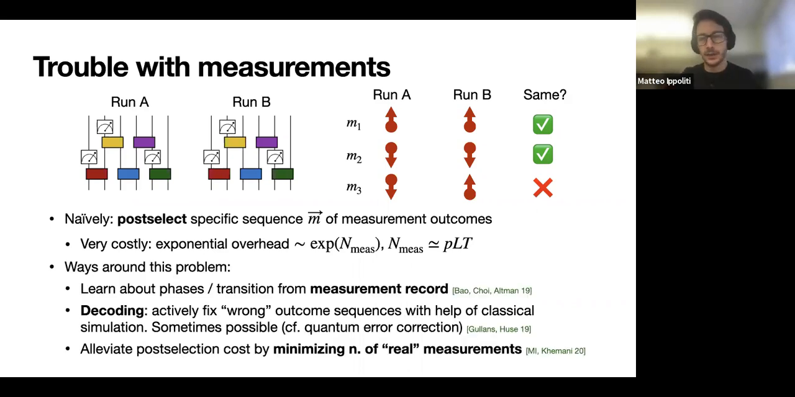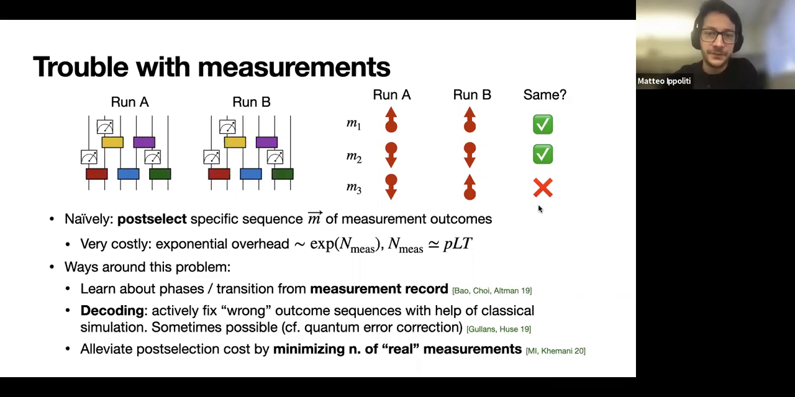So one is to not even try to prepare the state and just learn something from the measurement record: run it many, many times, collect statistics, and evaluate some sort of entropic functional to learn about the phases. Alternatively, you try to decode. That means whenever you get some outcome that's not what you wanted, you try to figure out what you should do in order to fix it. And if you have a powerful enough classical computer, you could do it. For some simple models, you can do it. But in general, this can be a hard classical computation to do. And so in practice, you can't do it.